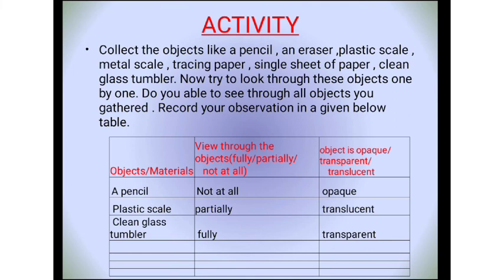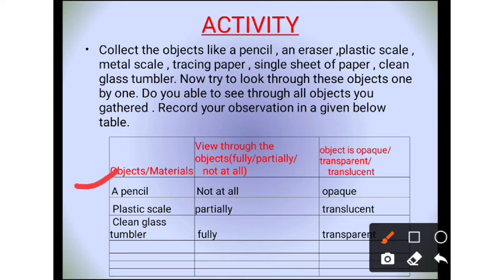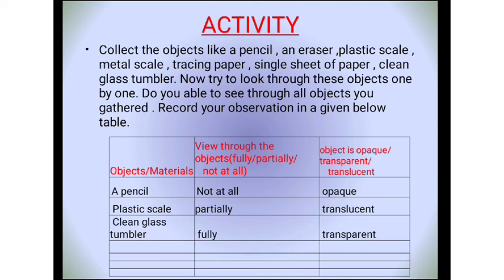Okay, what was given in the table? First was a pencil. In the case of the pencil, we are not able to see through it, so it's an opaque object. About the plastic scale, we can see through it a little bit, so that's why we call it a translucent object. About the clean glass tumbler, we are able to see through it, so we call it a transparent object.